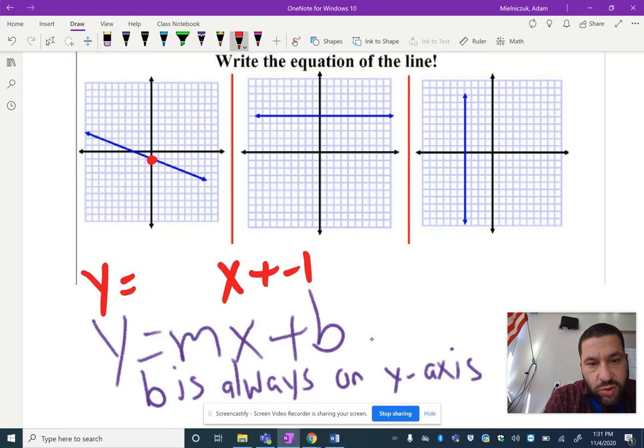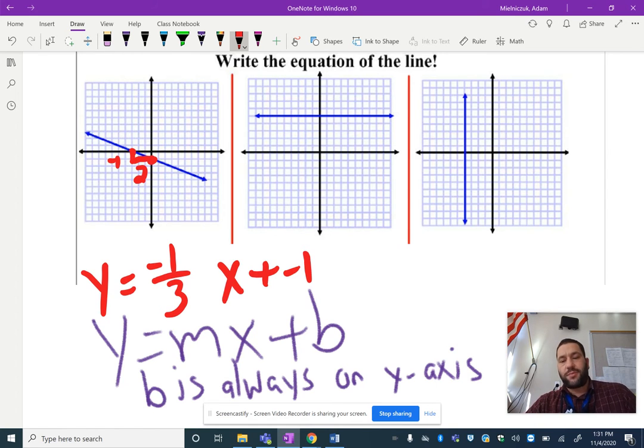Then what we have to do is scan our graph and find another point that's easy to identify. I see that we have one right here. So I would need to go down 1, so -1, and then I would need to go over, was it 1, 2, 3. So my equation would be y equals -1/3 x plus -1. Let's look at our next one.